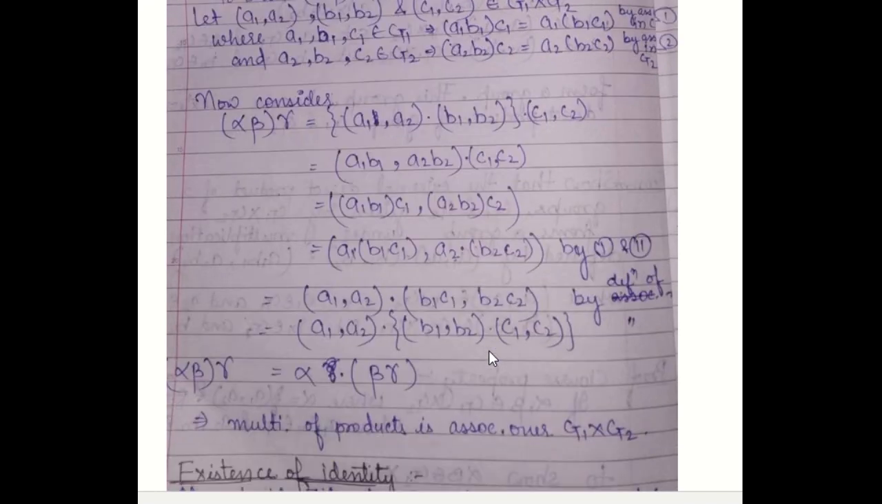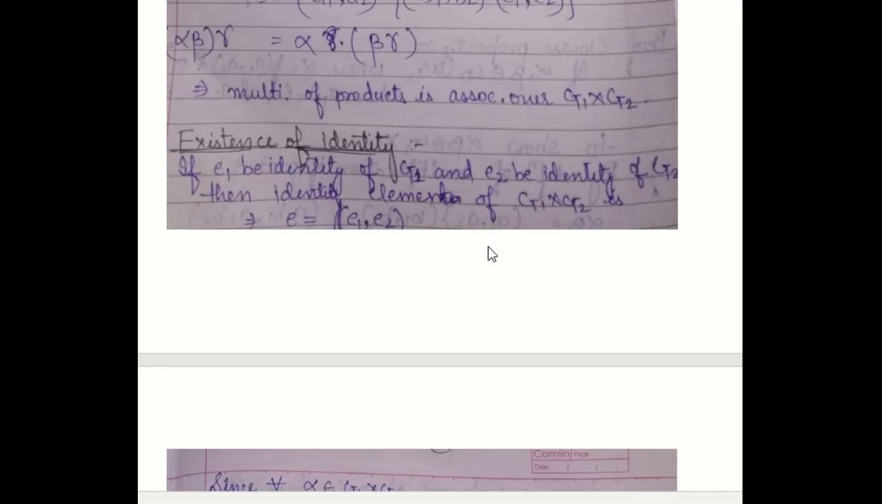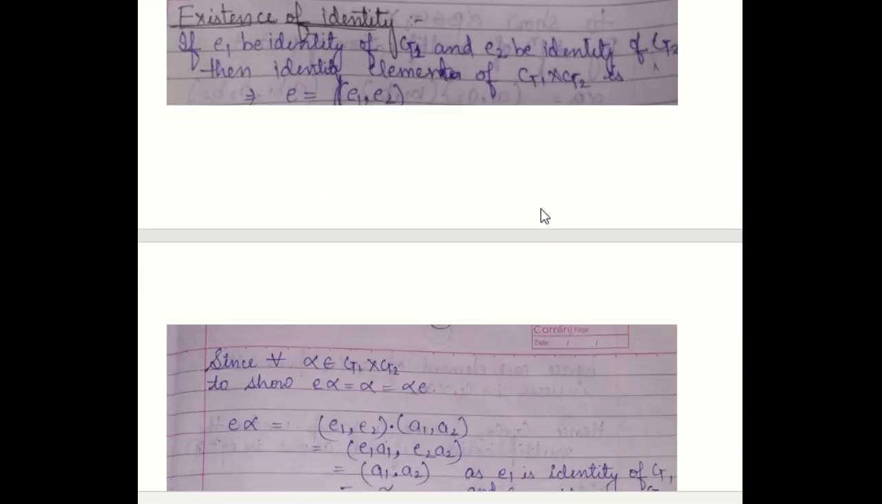That means this type of product which is defined above is associative over the elements of G1 cross G2. So multiplication is associative. Now we have to find the identity element of this product G1 cross G2. Since G1 is a group, we know E1 can be taken as identity of G1 and E2 can be taken as identity of G2. Then we claim that the identity element of G1 cross G2 is given by E equal to (E1, E2), where E1 is identity of G1 and E2 is identity of G2.